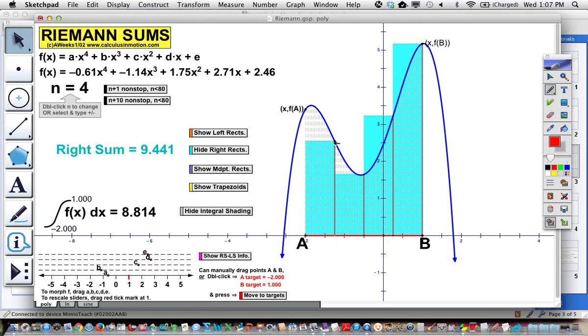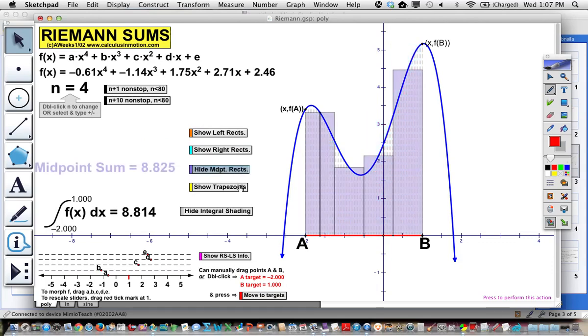But the idea is that the right rectangle connects to the curve at the right edge of the subinterval. Okay? And that's for right rectangles. And notice that's a little bit too much. It's a little bit of an overestimate. But if we had enough of them, it would be a good estimate.